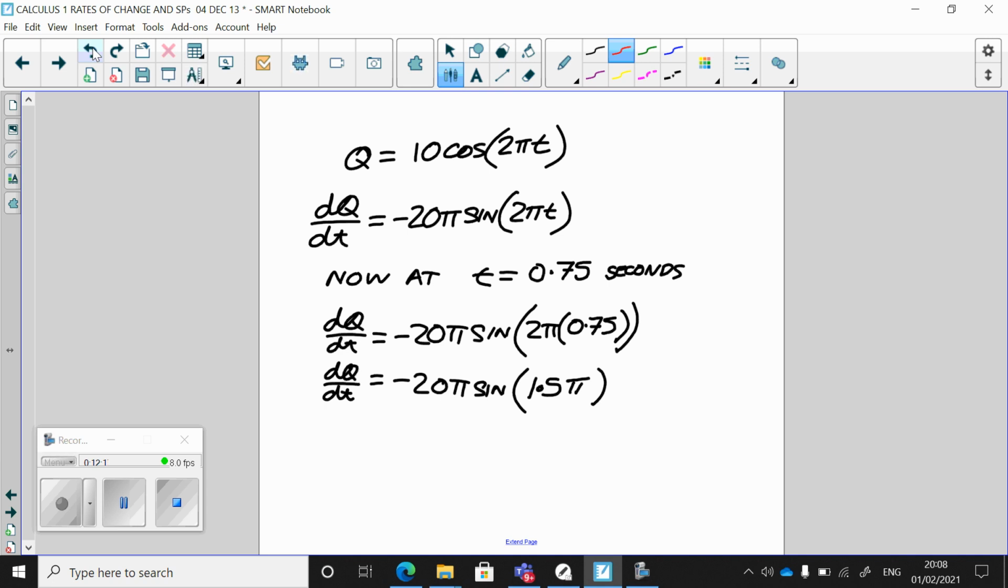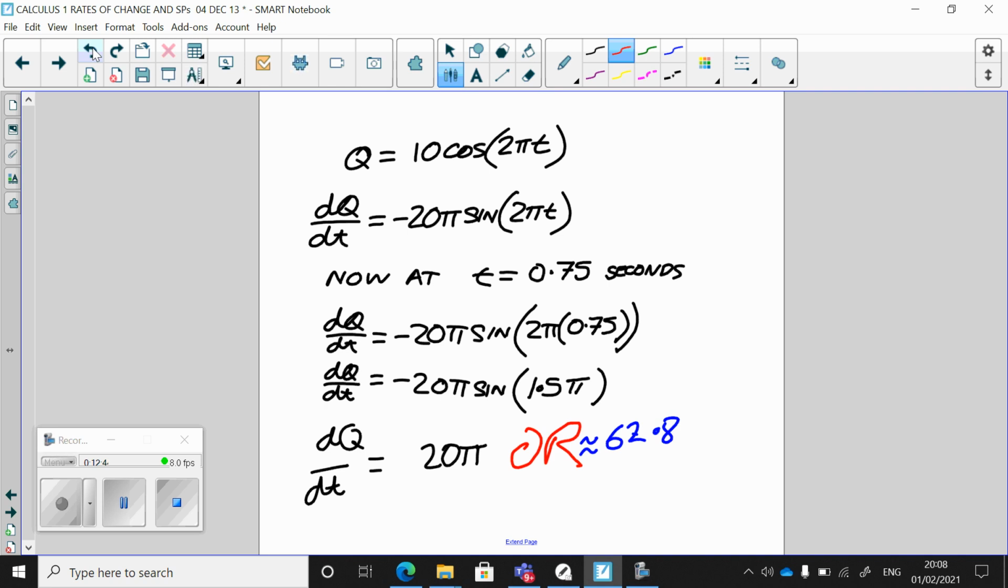And hopefully we're going to get negative 20 pi. Oh, sorry, positive 20 pi, because the sine of 1.5 pi is negative 1. We've got that there. And maybe your calculator depends what mode it's in, and it might give you a decimal answer. So 20 times 3 is about 60. So 20 times 3.14 was 62.8 approximately.